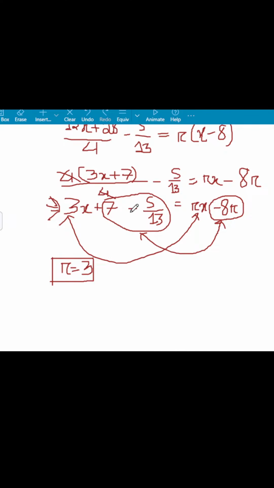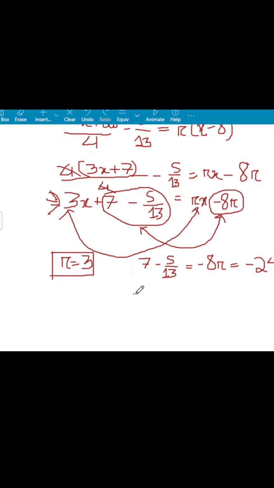Then the next one is 7 minus S by 13, that is a constant, so let us write that: 7 minus S by 13, and this is equal to this minus 8R. Now we already know what R is because we have done this comparison. So R is 3, so you can put the value of 3 here and we get this as minus 24. So now we can easily find S here by solving this equation.